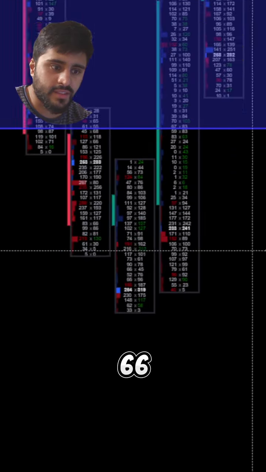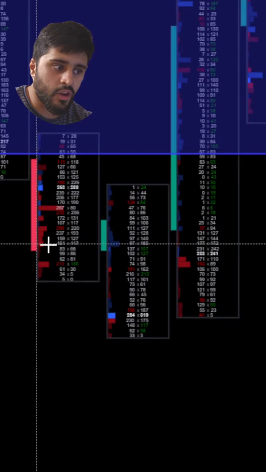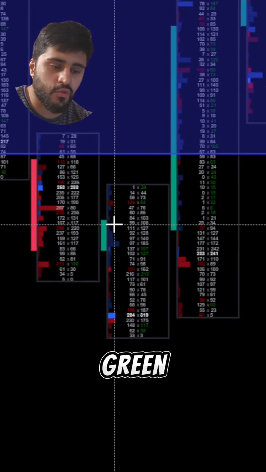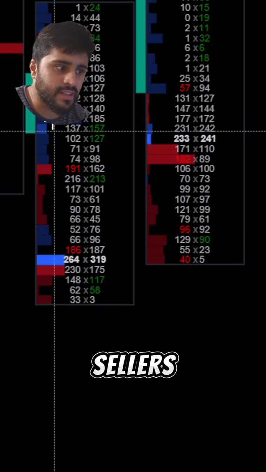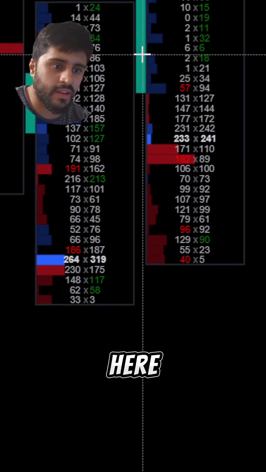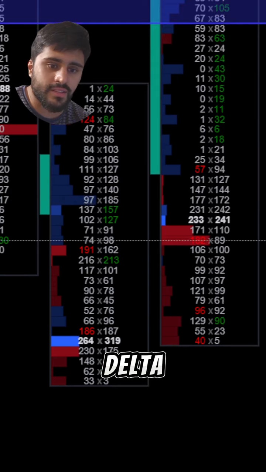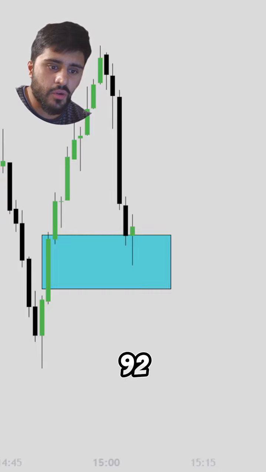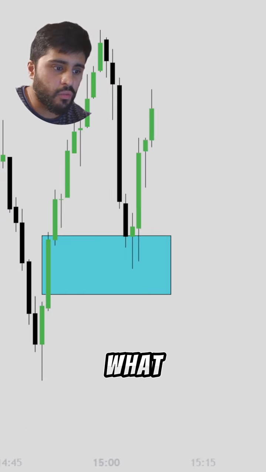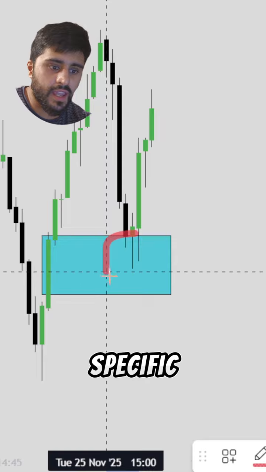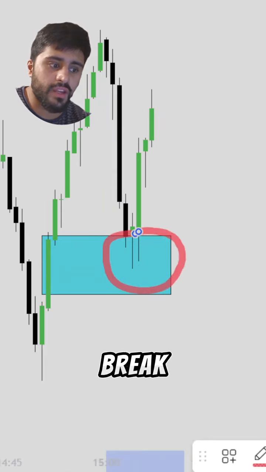If we go to 66.90, what we can see is a 3-bar pattern where we see a red candle with lots of aggressive sellers, then a green candle. The trick to understand is we see sellers inside of a green candle here and here. These are negative delta, or red delta, sitting at 66.92, which corresponds to here. So when we bounce to the upside, what we see in this specific area is that aggressive sellers were unable to break below the zone.